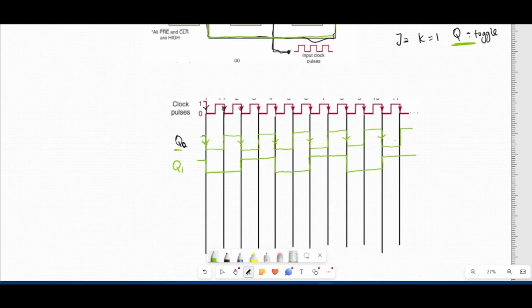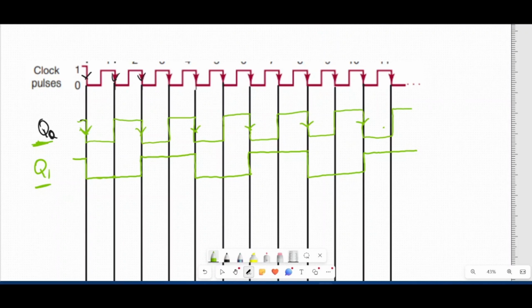Now you can see this waveform of Q1 is quite different from the waveform of Q0. This brings us to the concept of frequency division. So the clock pulse has a frequency of 100 Hz. Q0 is going to divide that frequency. Flip-flops divide frequency by 2. So at this point, we're going to have 50 Hz. Now, at this point, we're going to have 50 Hz divided by 2, which is going to be 25 Hz.